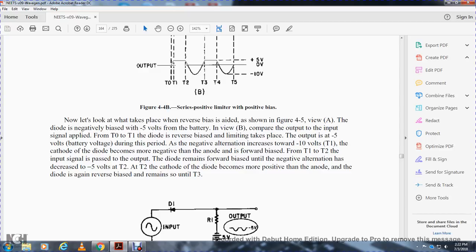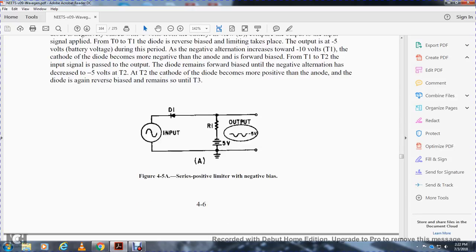The cathode of the diode becomes more negative than the anode, so it is forward biased at time interval 1 to 2, and the input signal is passed. The output of the diode remains forward biased until the negative alternation decreases to negative 5 volts at time interval 2. At time interval 2, the cathode of the diode becomes more positive than the anode, and the diode is again reverse biased, which remains until time interval 3.